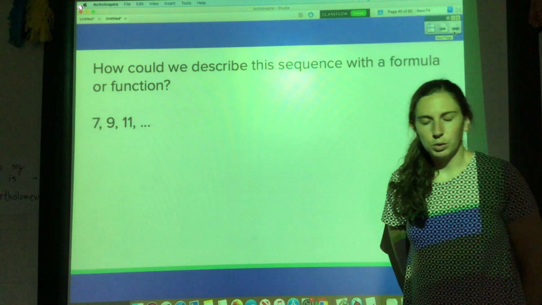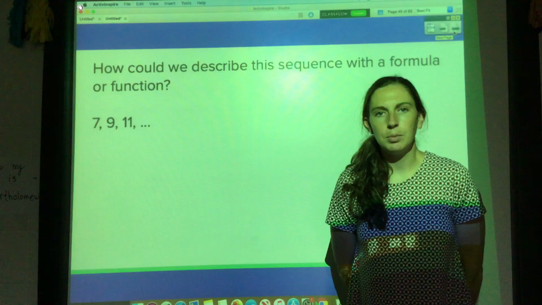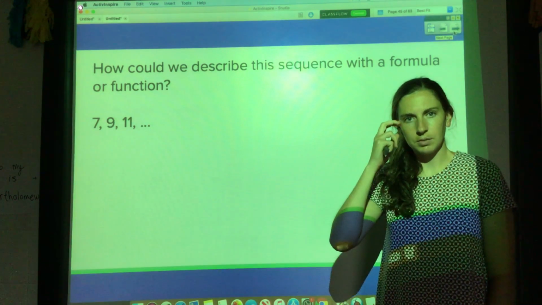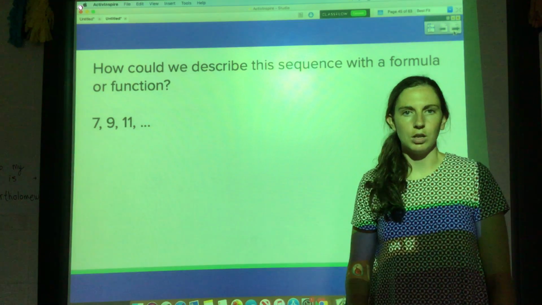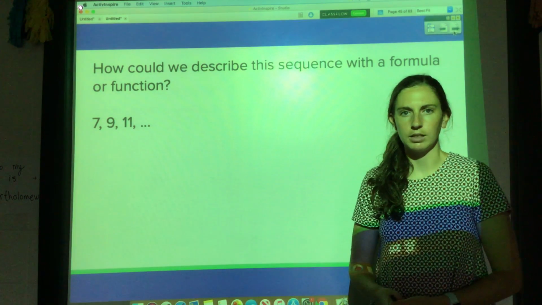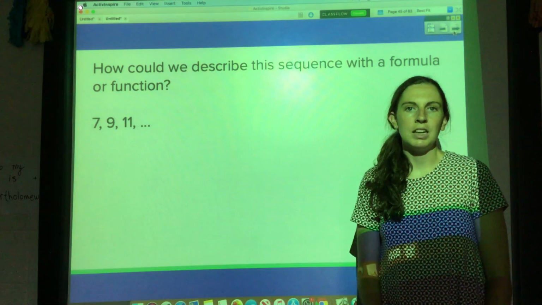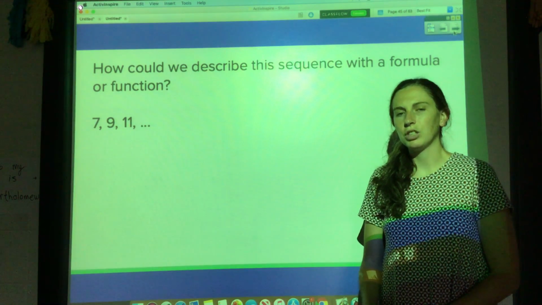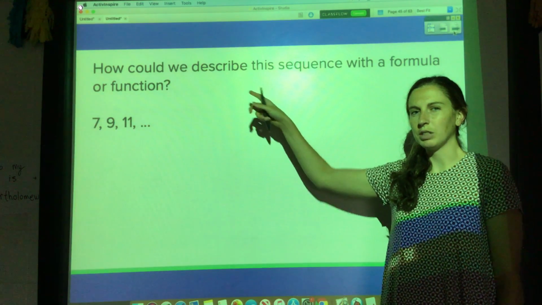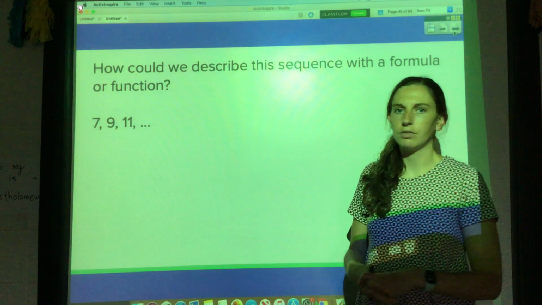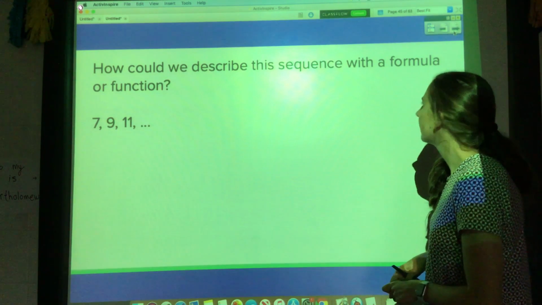So it would be helpful when we have these sequences to come up with an equation to represent the sequence. Because, for example, let's say I wanted to know the 100th term in the sequence. I personally don't want to sit here and write out 100 terms, but if I had an equation, I could just plug in 100 and it would spit out the 100th term. So that's going to be our goal for the next few examples here.